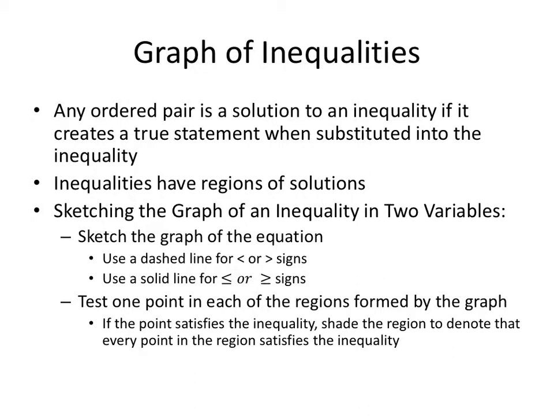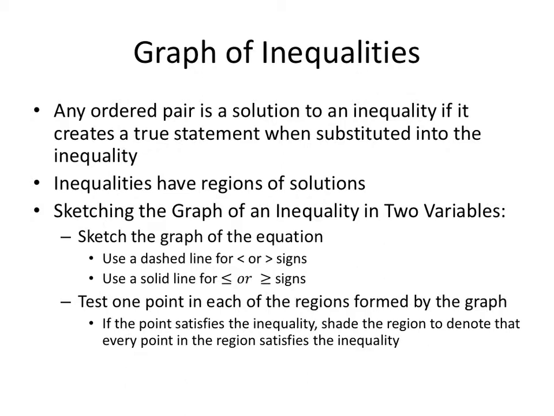Now, any ordered pair is going to be a solution to an inequality if it creates a true statement when you substitute those x and y values into the inequality. Okay? Now, realize that inequalities have regions of solutions. So, inequalities in one dimension might have arrows on number lines, but in two dimensions we have regions of solutions that we show by shading.